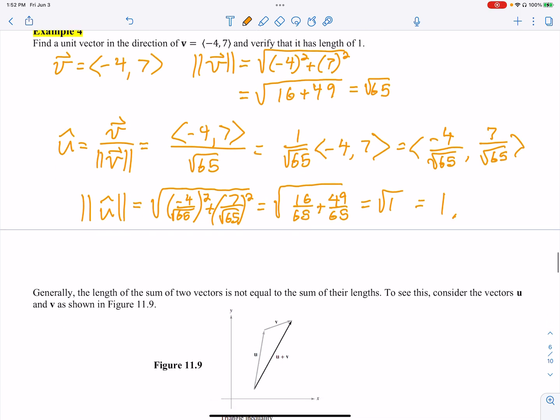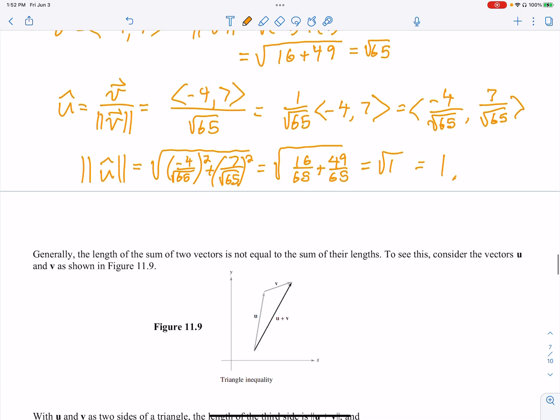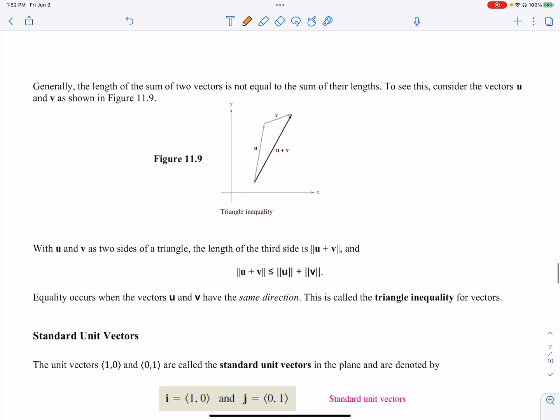We have a little bit more to discuss for this video, very little. Generally, the length of the sum of two vectors is not equal to the sum of their lengths. It can be, but for the most part, it's not. So take a look at our picture. We have u, and we have v, and then we have u plus v. One thing I want you to notice: u plus v is bigger than v. We agree, right? U plus v is bigger than u.